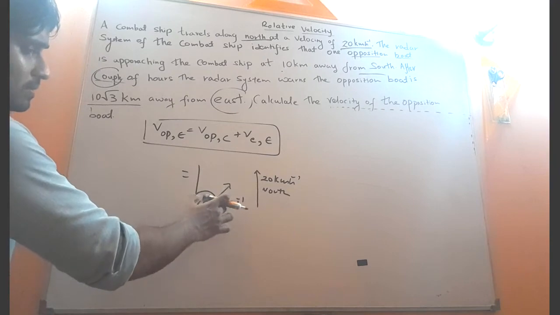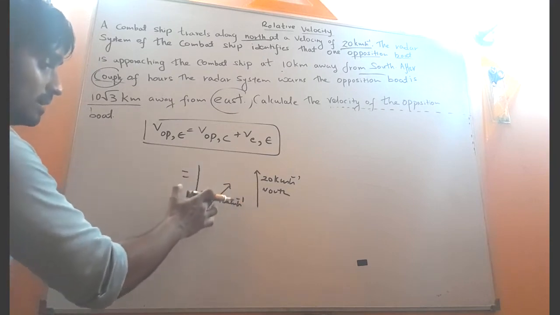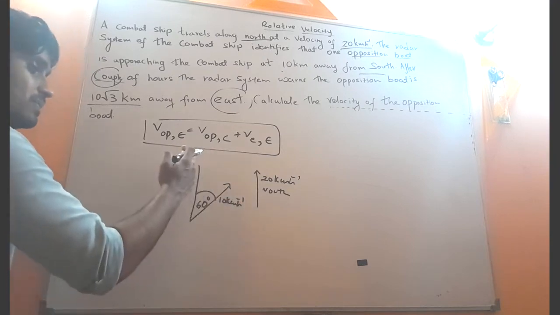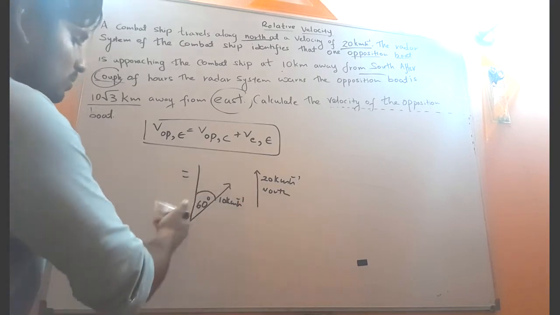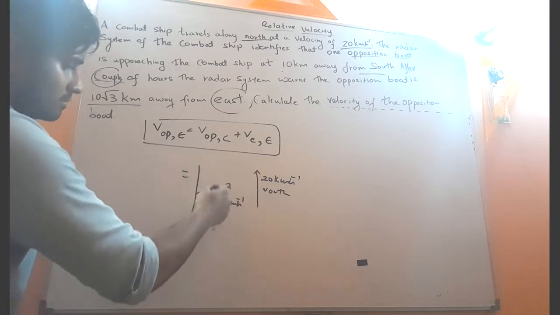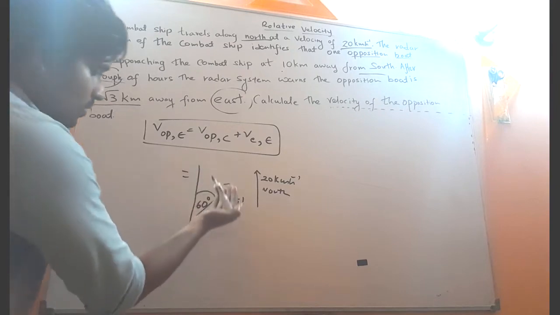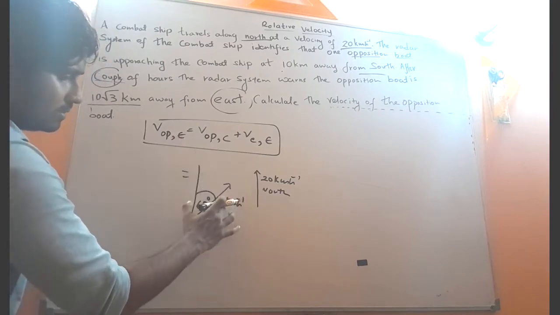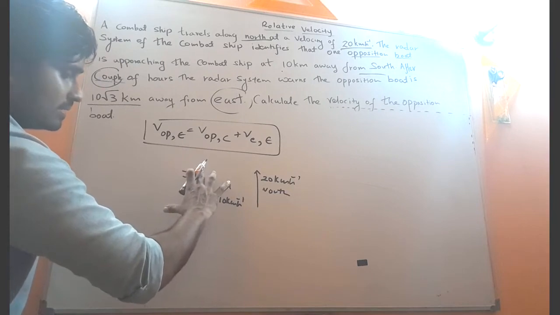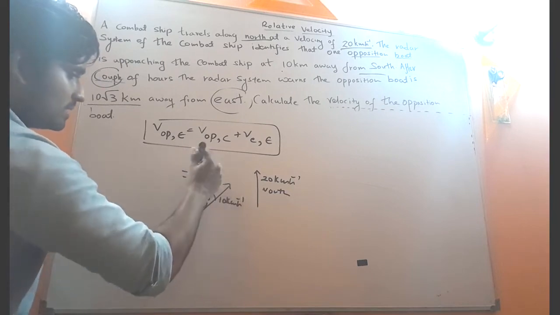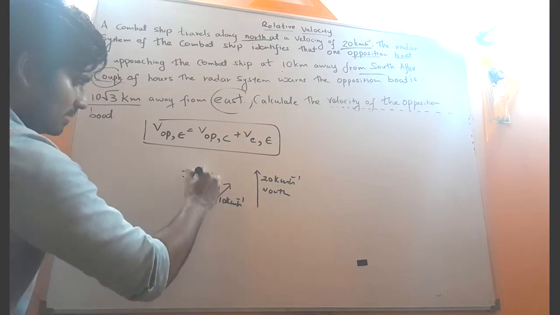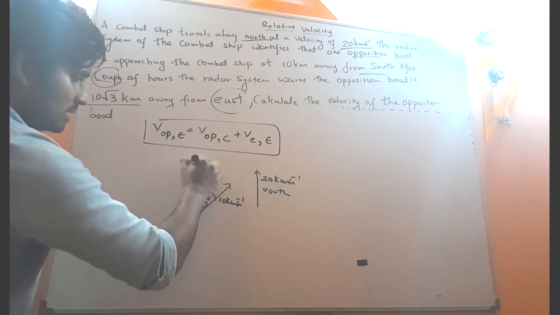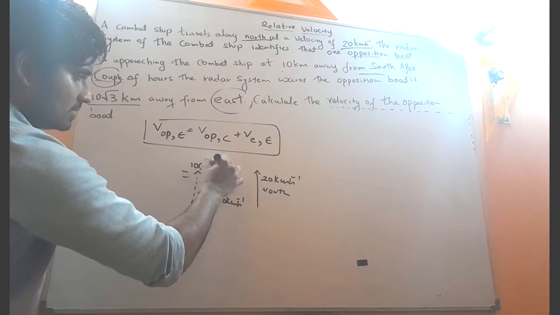So here we have 10 kilometers per hour making an angle of 60 degrees with the upward vertical. That means this part we can write in components. Towards the upward direction we have 10 cos 60. Let's put some dotted line. What is this one? 10 cos 60. So what is this one?